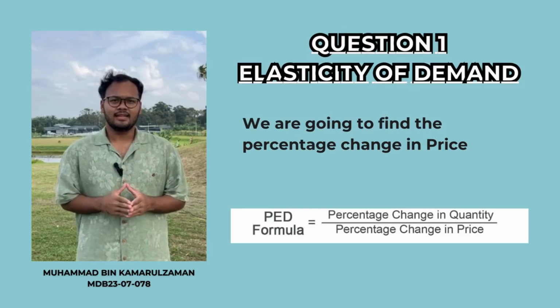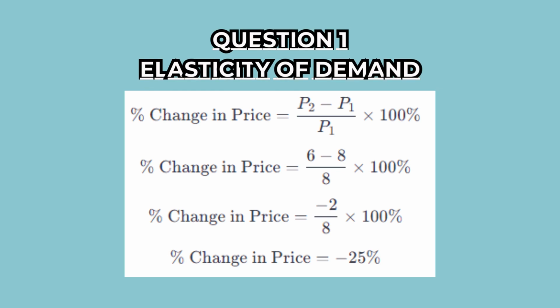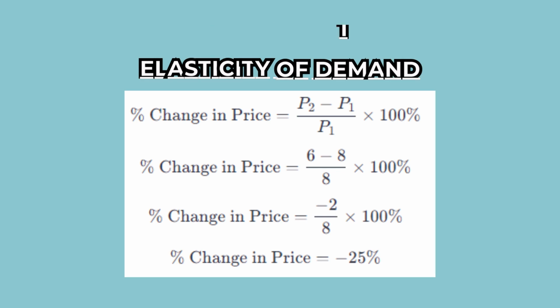Next, let's calculate the percentage change in price. So, final price minus initial price, divided by initial price, times 100. Hence, we get negative 2 over 8 times 100. So, the percentage change is equal to negative 25% from 8 ringgit to 6 ringgit.